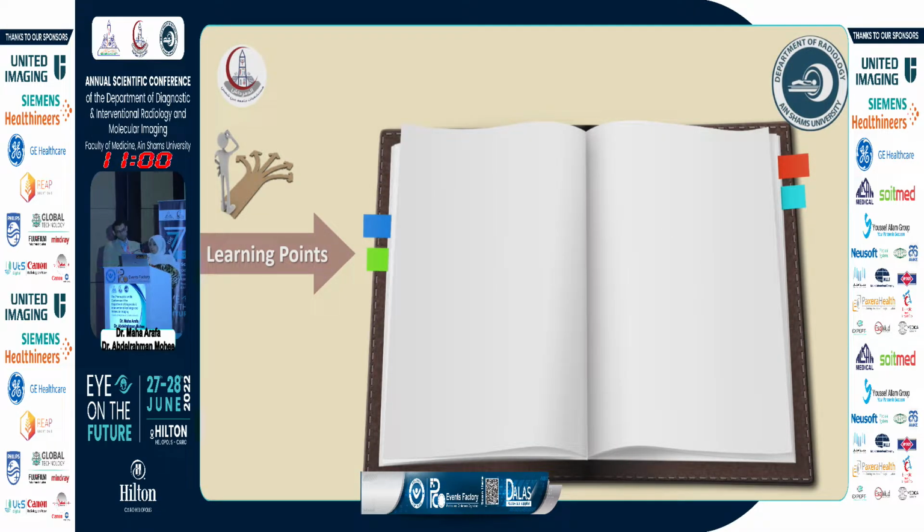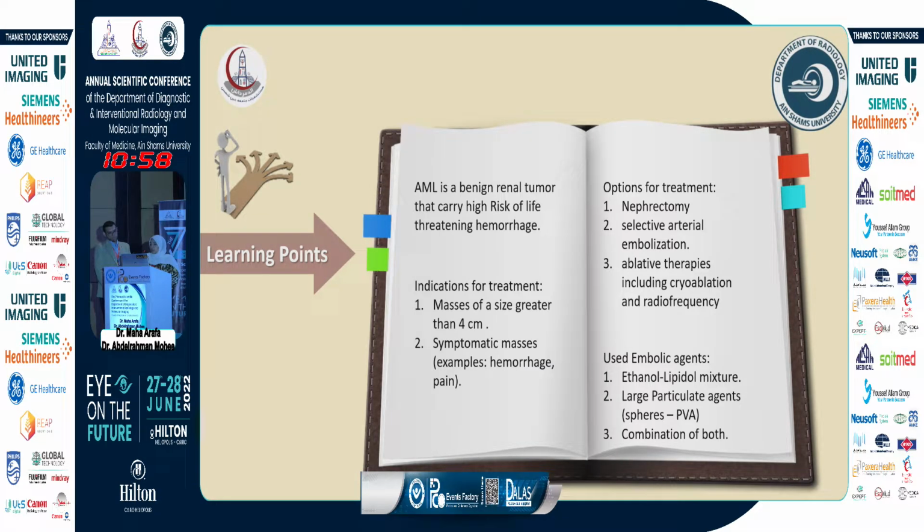The learning point from this case: angiomyolipoma is a benign renal tumor that carries a high risk of life-threatening hemorrhage. Indications for treatment include masses greater than 4 cm and symptomatic masses, like hemorrhagic and painful masses. Options for treatment range from nephrectomy, selective arterial embolization, to ablative therapies including cryo and radiofrequency. The most commonly used embolic agents are ethanol-lipiodol mixture, large particulate agents such as spheres, and PVA, or a combination of both as done in our case. Search for extra-renal supply in large lesions is mandatory.